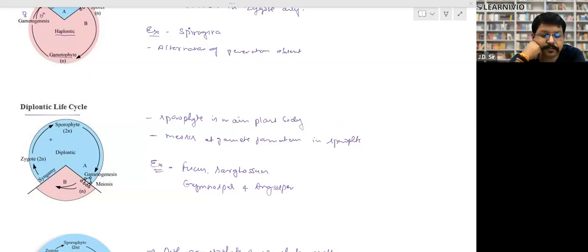Example, Fucus, Sargassum, comma, gymnosperm, and angiosperm.